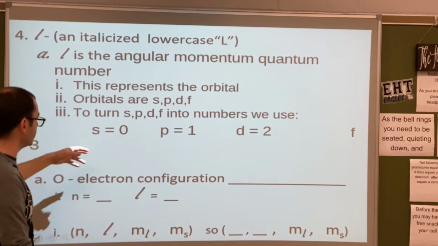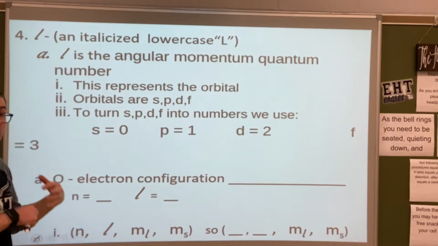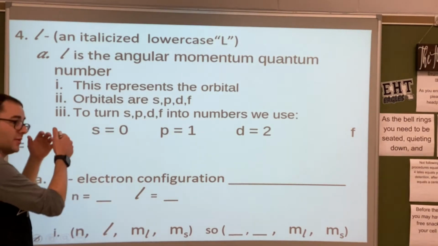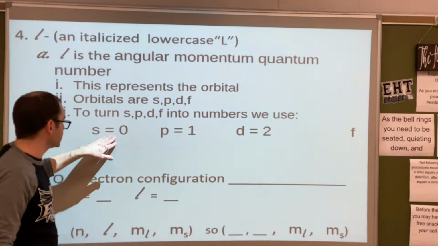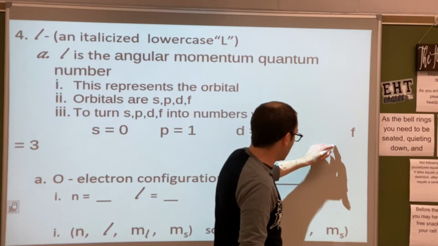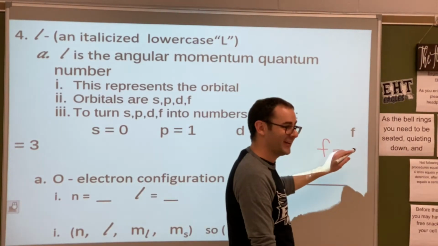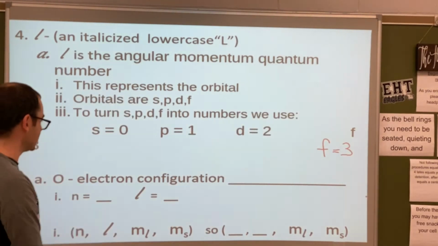So what are the orbitals? Well, your options are S, P, D, and F, right? So starting with S, its number is 0, and then you just count like a number line. So S is 0, P is 1, D is 2. F equals 3, because it got a little messed up there.